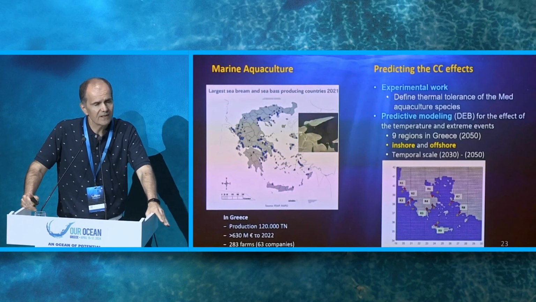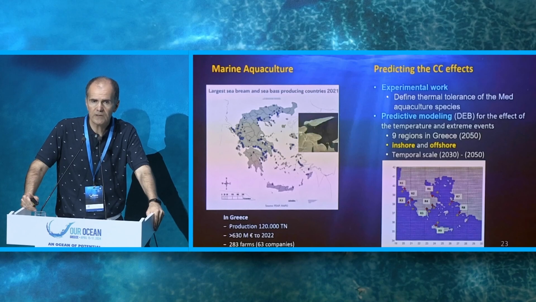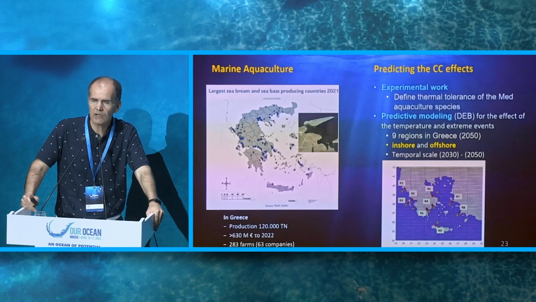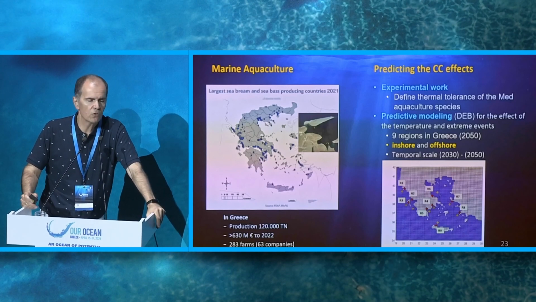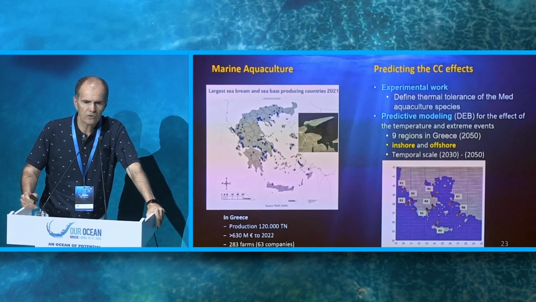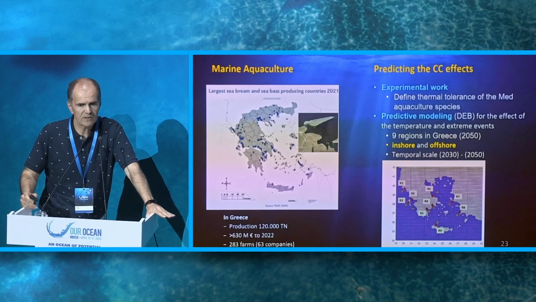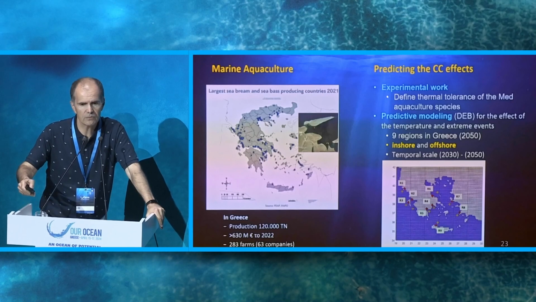Now, to predict the climate change effects on aquaculture, experimental work is ongoing, which focuses on defining thermal tolerance of specific species under study, and predictive modeling through dynamic energy budget models is ongoing to study the effects of temperature and extreme events in 9 different regions of Greece, both inshore and offshore, up to the mid of the century.